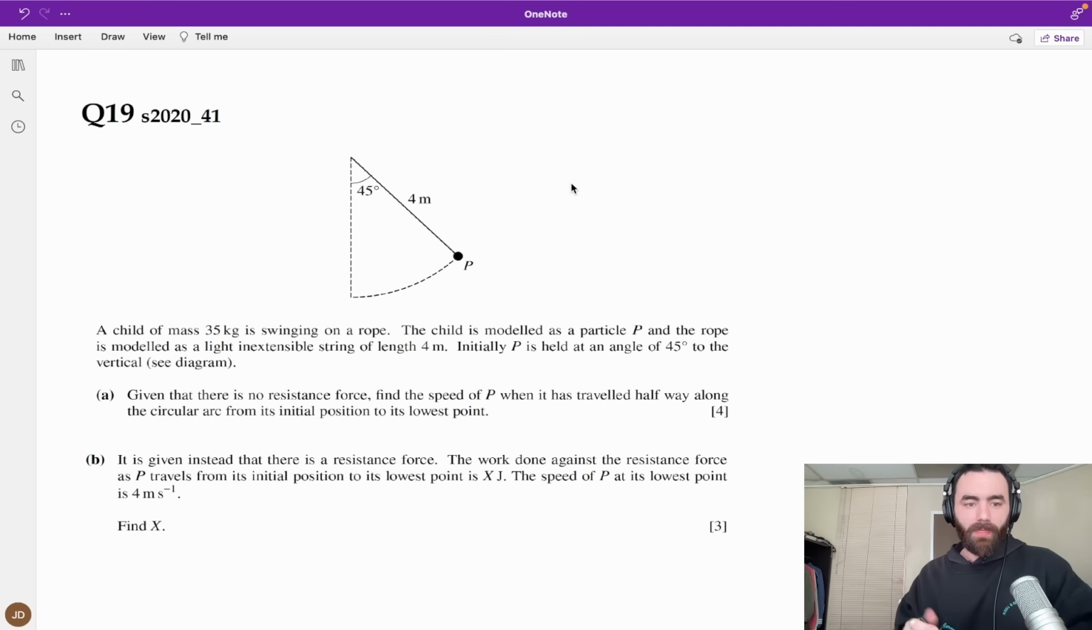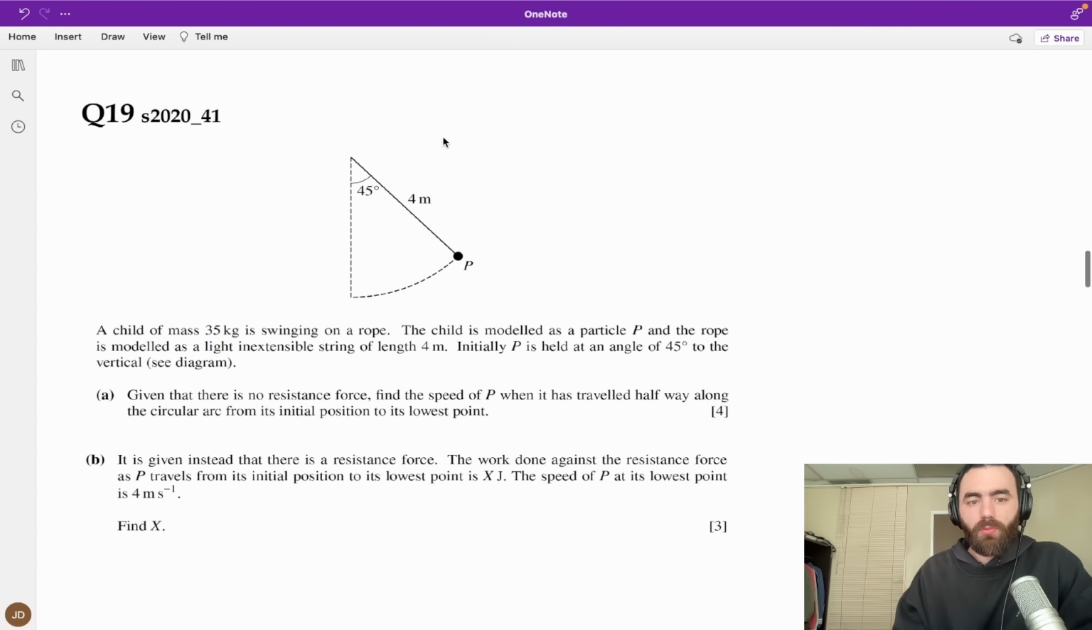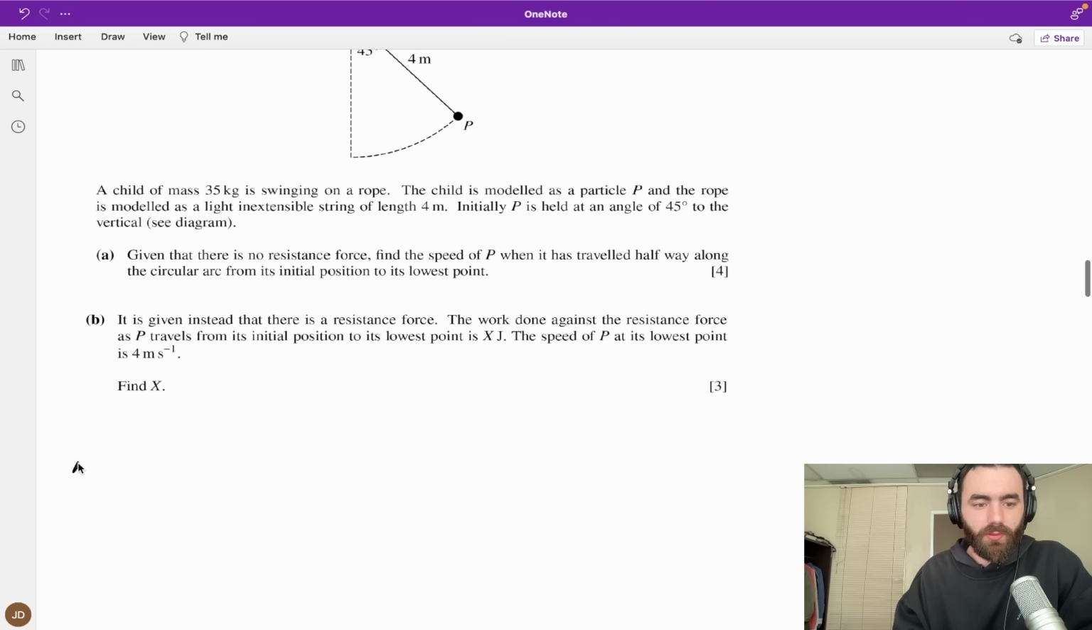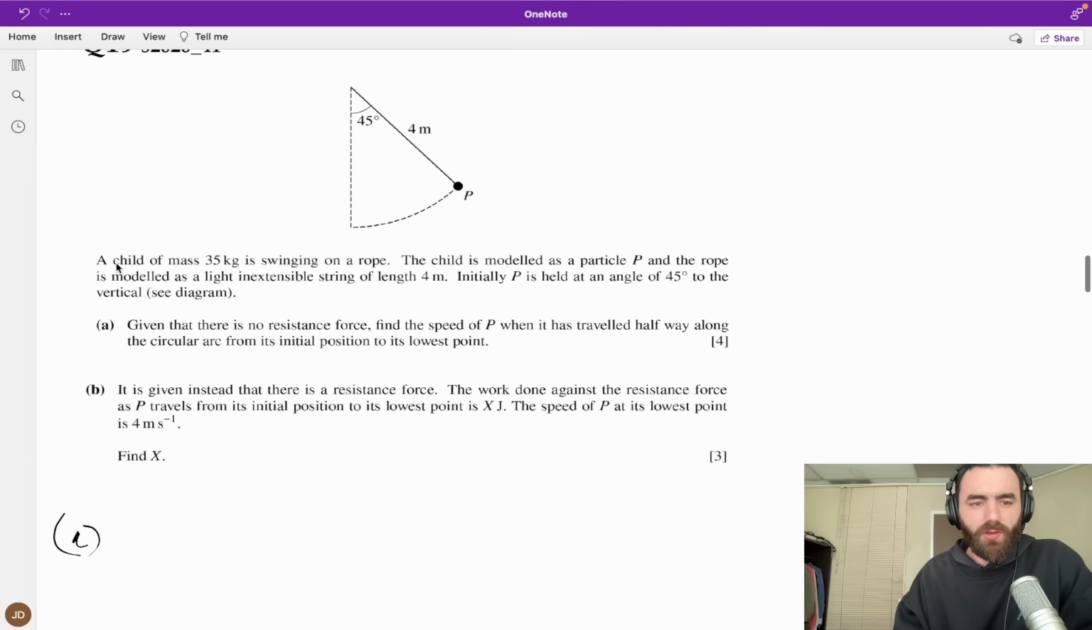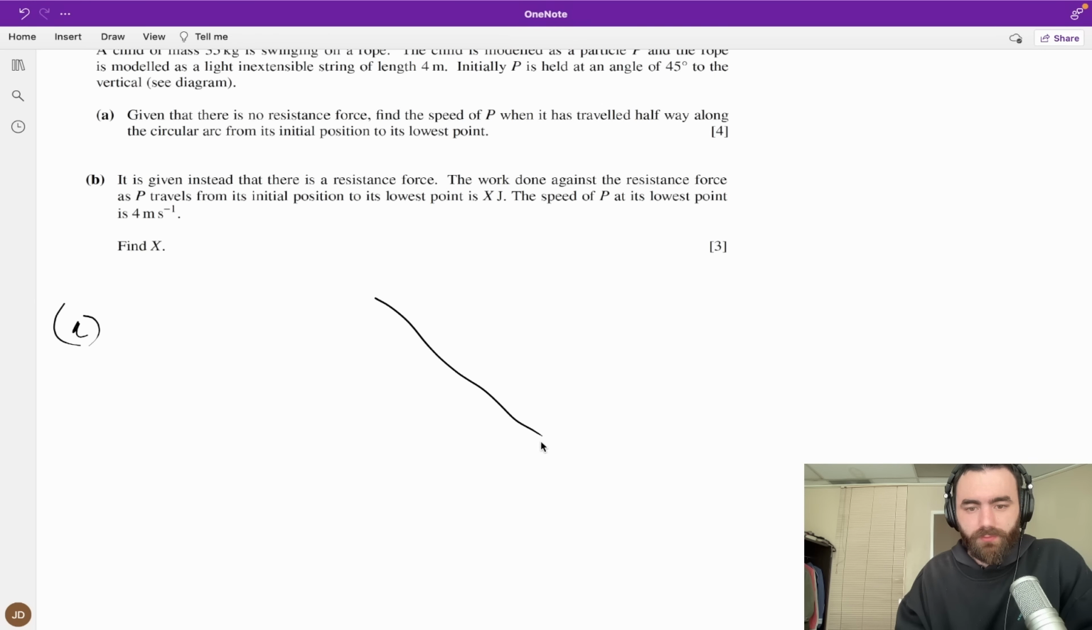Okay, now for this one, I put this in. Usually they don't ask things like that, but I put this in because it's a bit different. Most of them are inclines or just flat surfaces. But for this one, it's actually important that we actually calculate the gravitational potential energy and kinetic energy. So, a child of mass 35. Let's just read this thing.